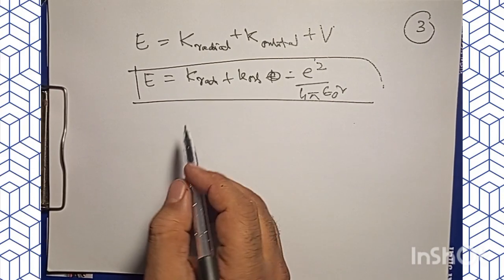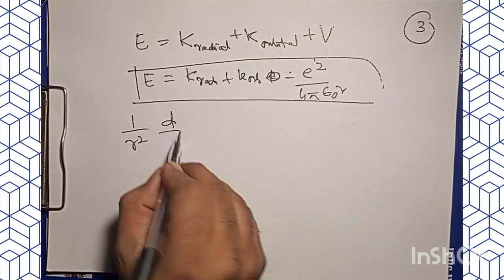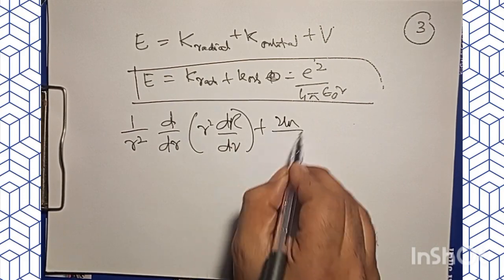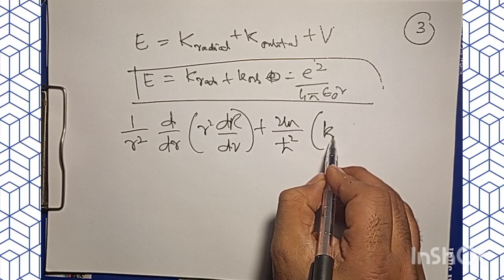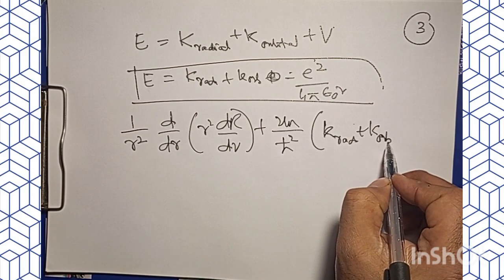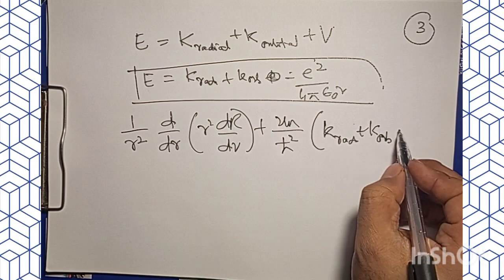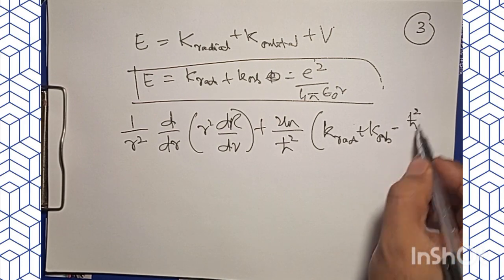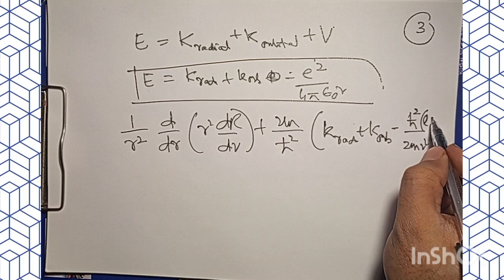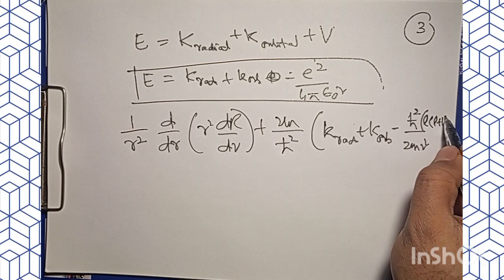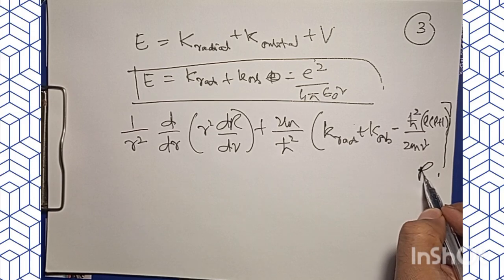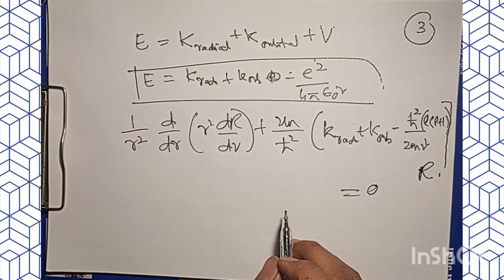So what we are going to get is 1 by r square d by dr of r square dR by dr, plus 2m by h cross square times kinetic energy radial plus kinetic energy orbital, then minus h cross square by 2mr square times l times l plus 1, all multiplied by the wave function R, and this equation gives us 0.